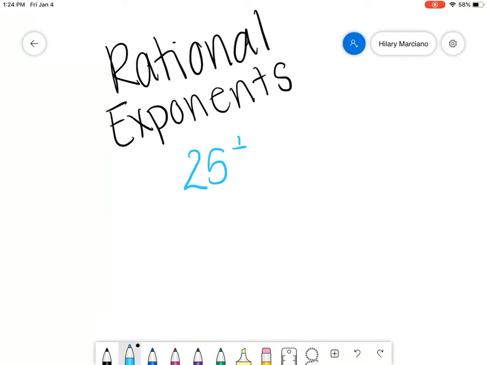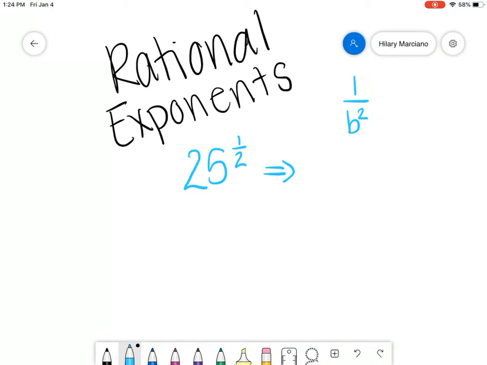So the first one is 25 to the 1/2 power. So what is this? This is exponential form. So it's a number with an exponent. And we need to make this into radical form. So the easiest way that we can learn to do this is using the 1 over b to the second, just the definition of that.